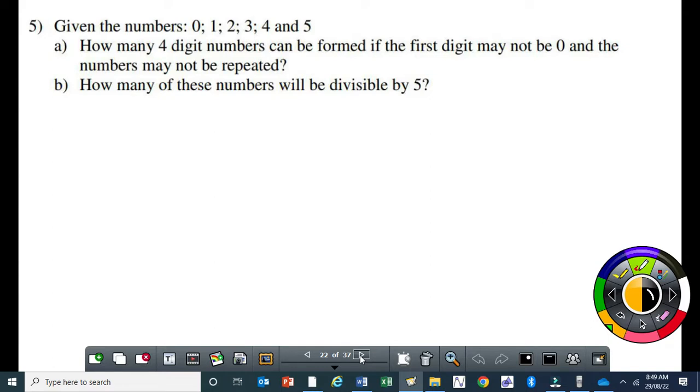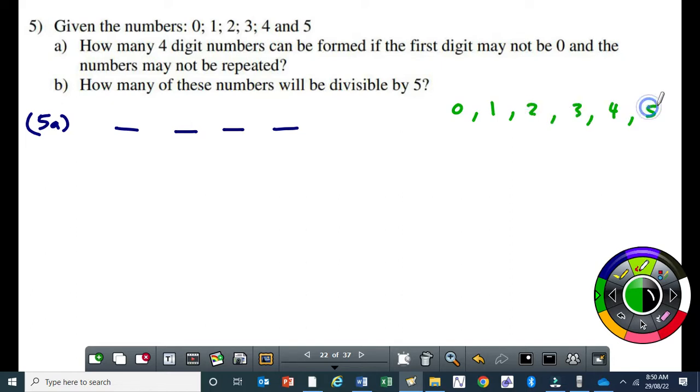Okay, so can I have your attention? This question says, given the numbers 0 up to 5, how many 4-digit numbers can be formed if the first digit may not be a 0 and the numbers may not be repeated? Okay, so for 5A, we have got 4 positions. Now I'm going to write down my digits here: 0, 1, 2, 3, 4, and then 5.